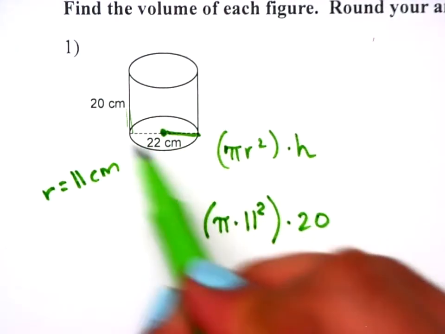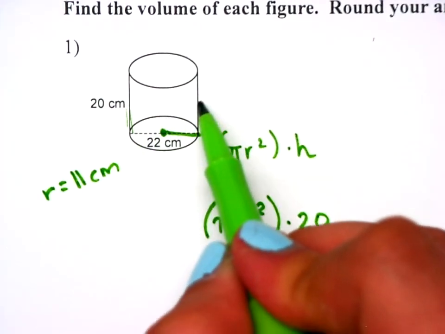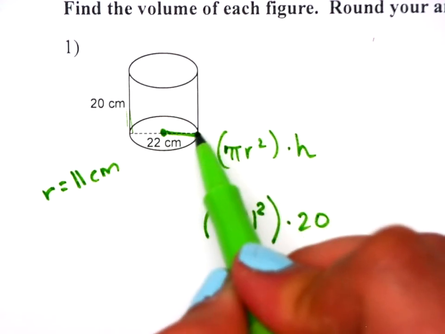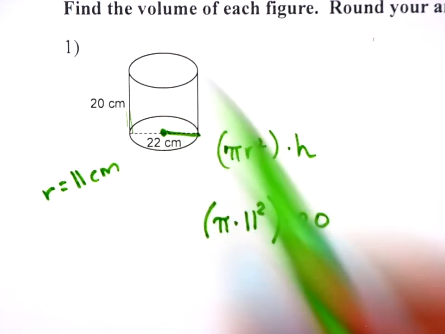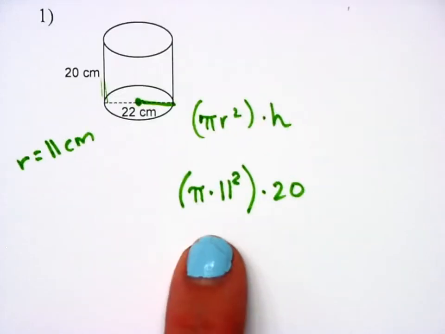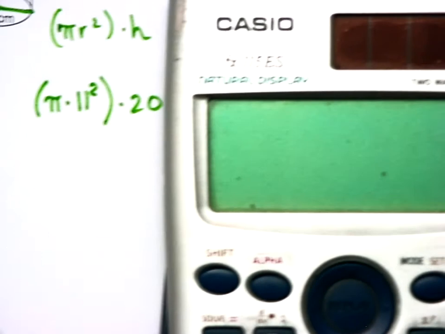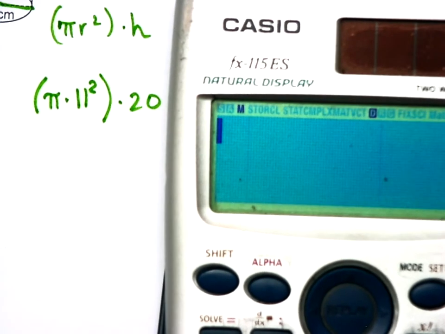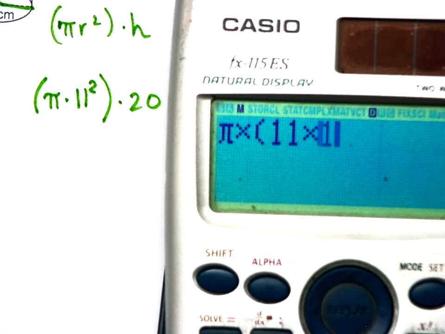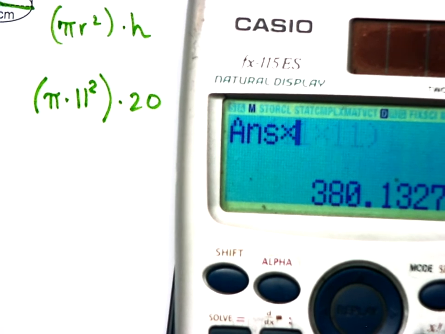Okay, so they took this circle, 22 centimeter diameter, and they raised it or multiplied it 20 times. It's like you're stacking something 20 times. Okay, so now we just need to do our math here. I'm going to get my handy dandy calculator out and plug this in. So I've got pi times, and then in parentheses, 11 squared. I'm just going to do 11 times 11, and then I'm going to multiply that by 20.